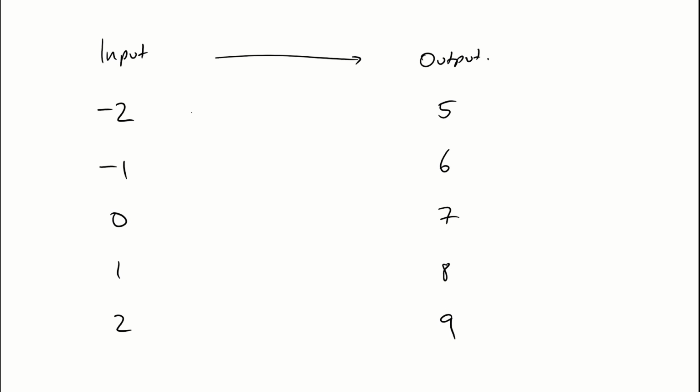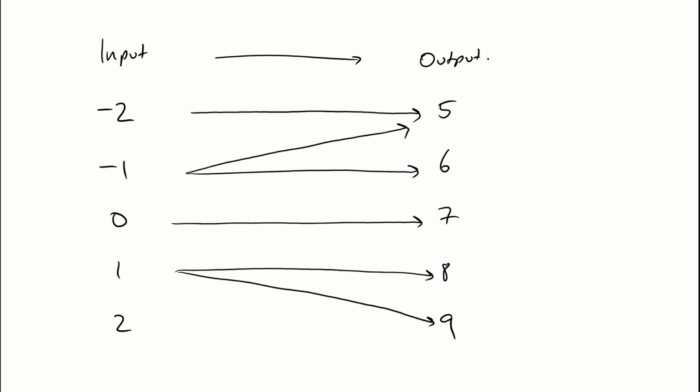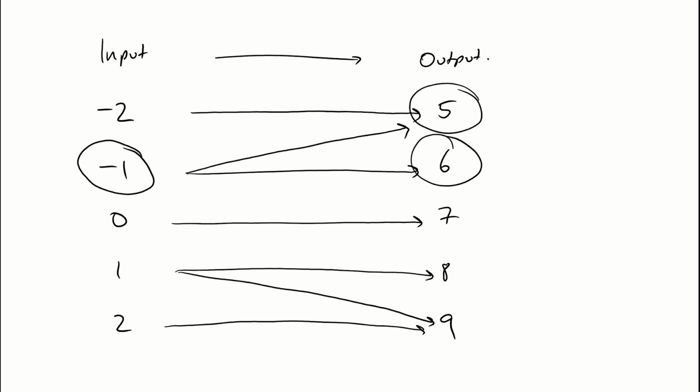So for example, the -2 goes to 5, the -1 goes to 6, but it also goes to 5, and our 0 goes to 7, and our 1 goes to 8, but it also goes to 9, and our 2 goes to our 9 as well. So what we can see happening here is that we have one value in our input mapping to multiple values in our output. So here we have a one-to-many.